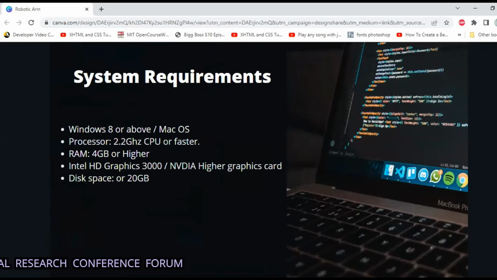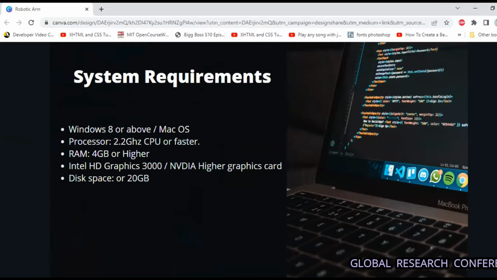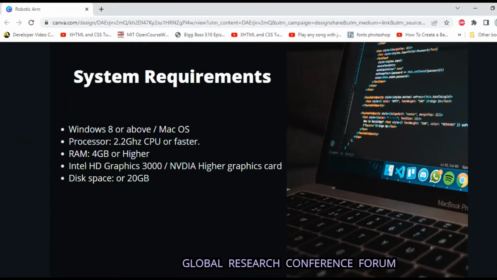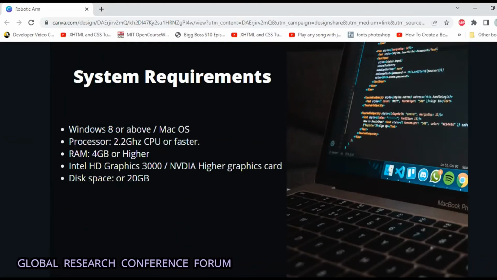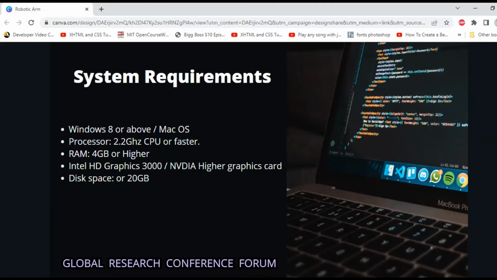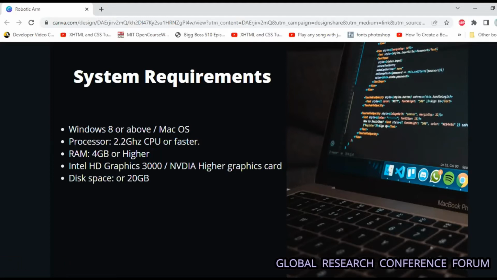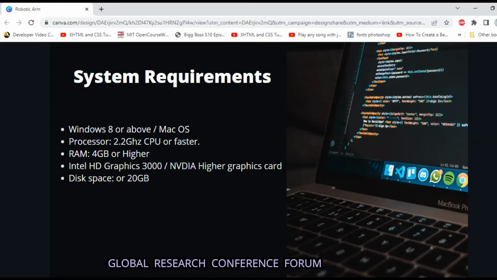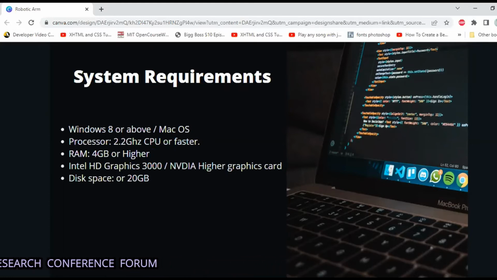So, what are the minimum system requirements to run our project? Windows 8 or above, or Mac OS; a processor of 2.2 gigahertz CPU or faster; RAM of 4 GB or higher, DDR3; Intel HD graphics or an NVIDIA graphics card, any graphics card, even inbuilt graphics cards will do for this project. Disk space is 20 GB or slightly less than 20 GB, it will do.